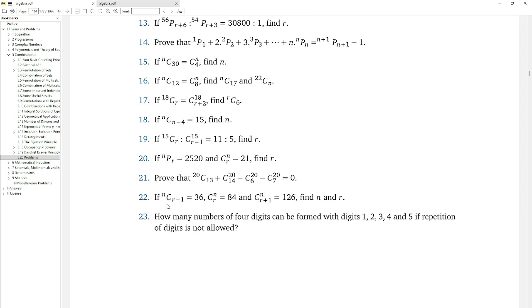Question 22 says that if nC(r minus 1) is equal to 36, nCr is equal to 84, and nC(r plus 1) is equal to 126, find n and r.